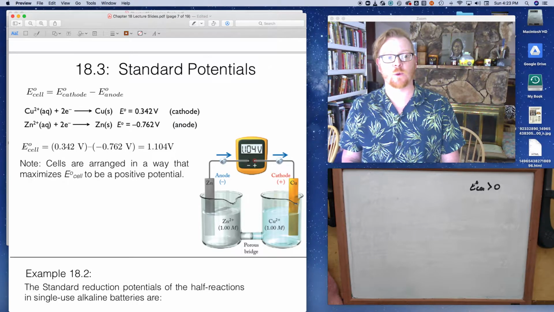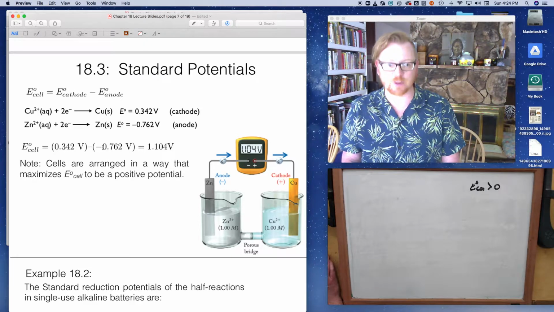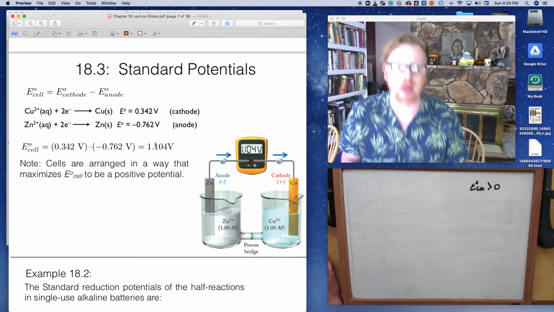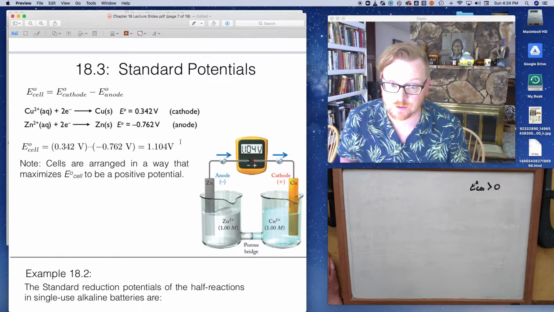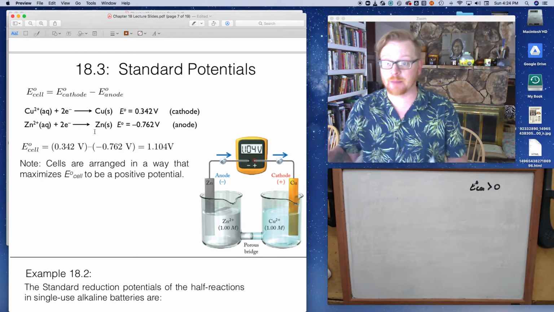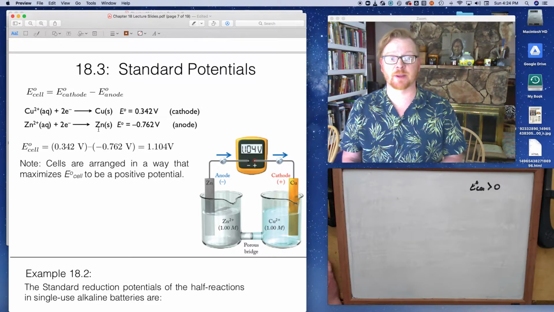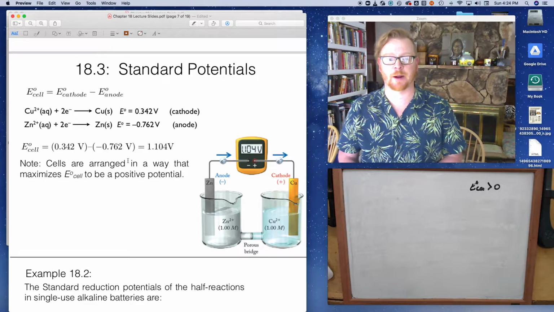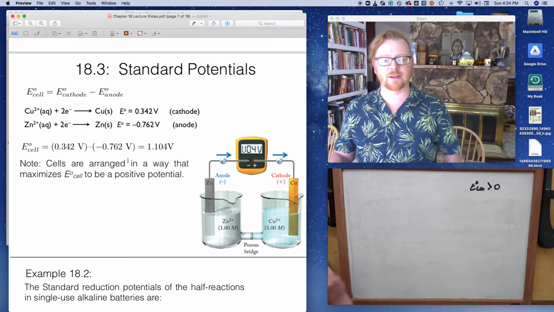And so you notice the way that this equation is written here, E cathode minus E anode, 0.342 volts minus negative 0.762 volts makes positive 1.104 volts. Okay? So you've got to be careful about that sign change, about the fact that there was a negative potential there. I want to show you another way that we could get to this.